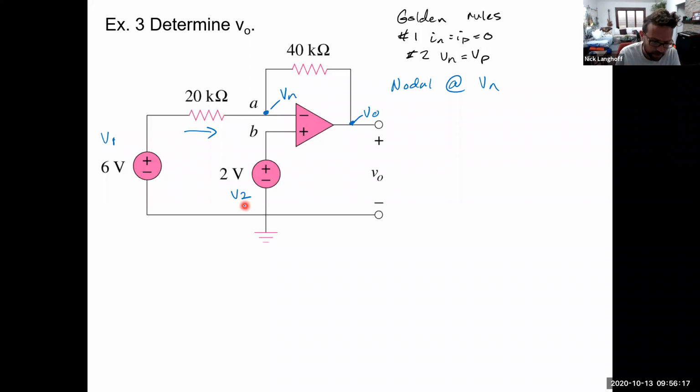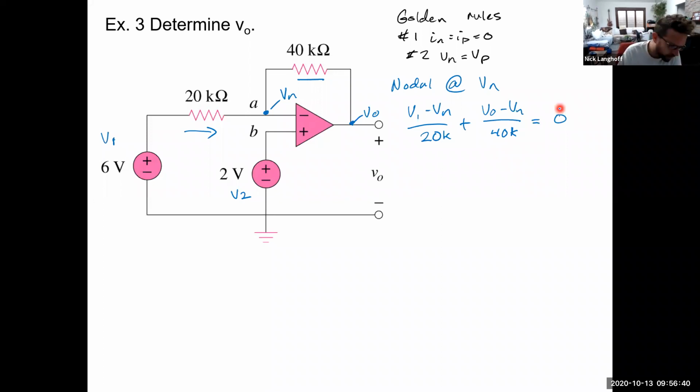And so we've got the current coming through the 20K. That's V1 minus VN all over 20K. We've got the current through the 40K resistor there. That's V out minus VN over 40K. And all of that is equal to 0.